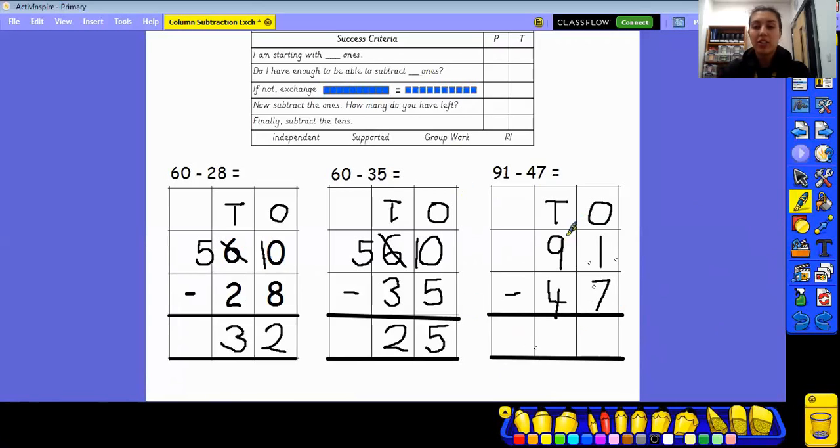Lovely, now our calculation is set up, I can use the success criteria to work out the answer. So I'm starting with 1, 1.